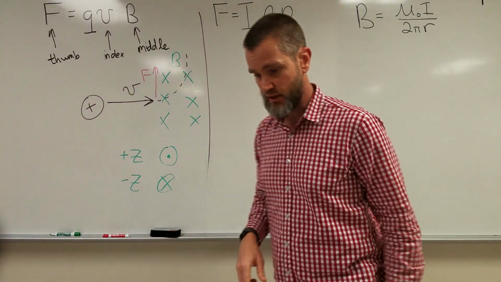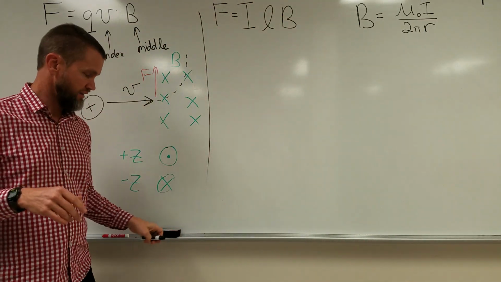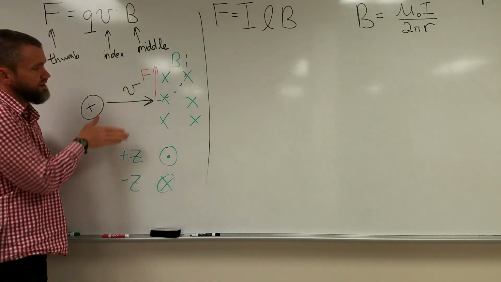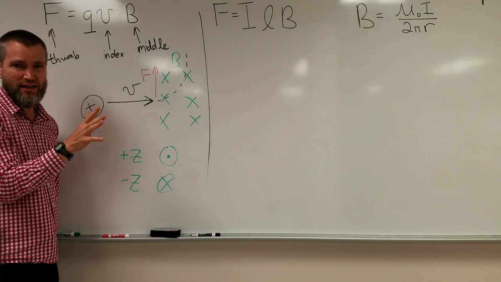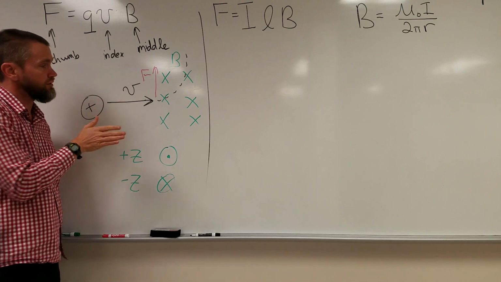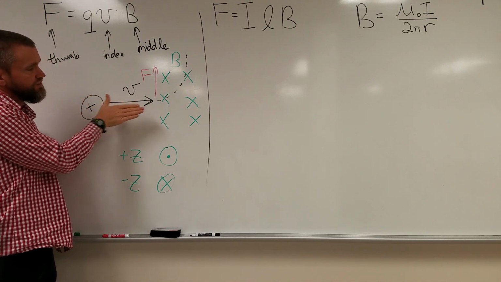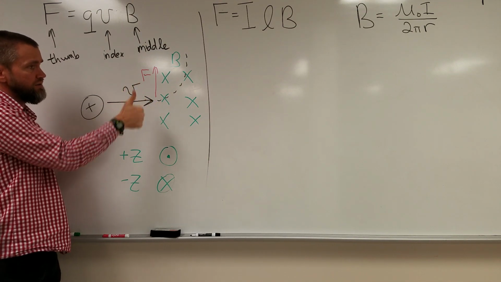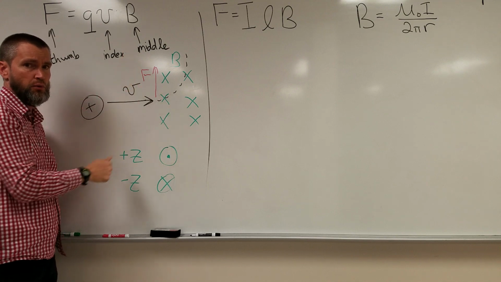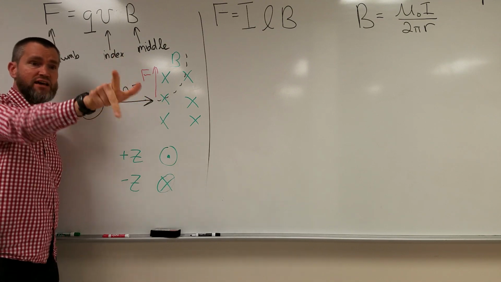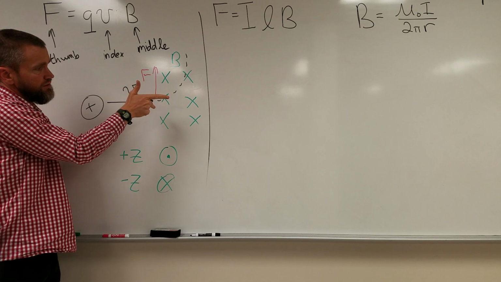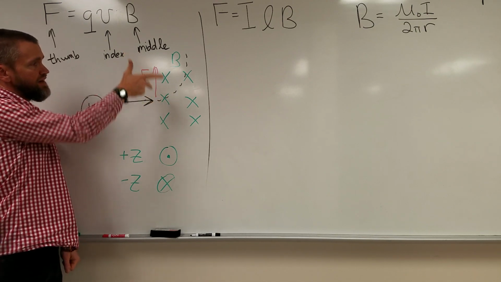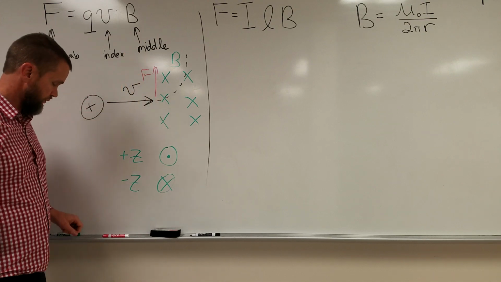By the way, in the videos I talk about folding your fingers towards the magnetic field. This is a slightly different application, but it's still the same answer. I let my fingers go in the direction of V, fold towards the magnetic field, and then my thumb gives the direction of the force. That's exactly the same as having my hand like this, index finger in the direction of V, middle finger into the page, and my thumb gives the direction of the force.